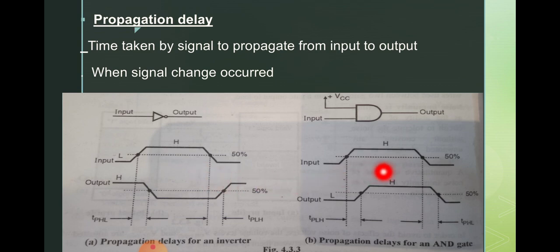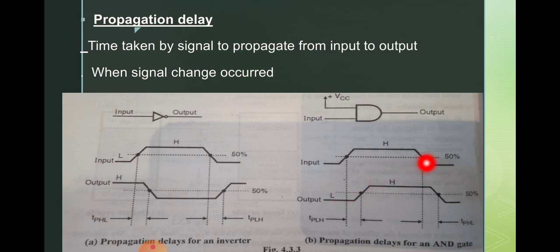Now the same case is explained here, but in this case we have to consider an AND gate. Here one input is connected to VCC and one input is kept floating, and here we have the output. So let us consider this input. When input is low, output is also low. But in this case input changes from low to high, but when input starts to change, output doesn't change immediately. It will be changed after some time. So this shows the delay, and that delay is known as propagation delay.